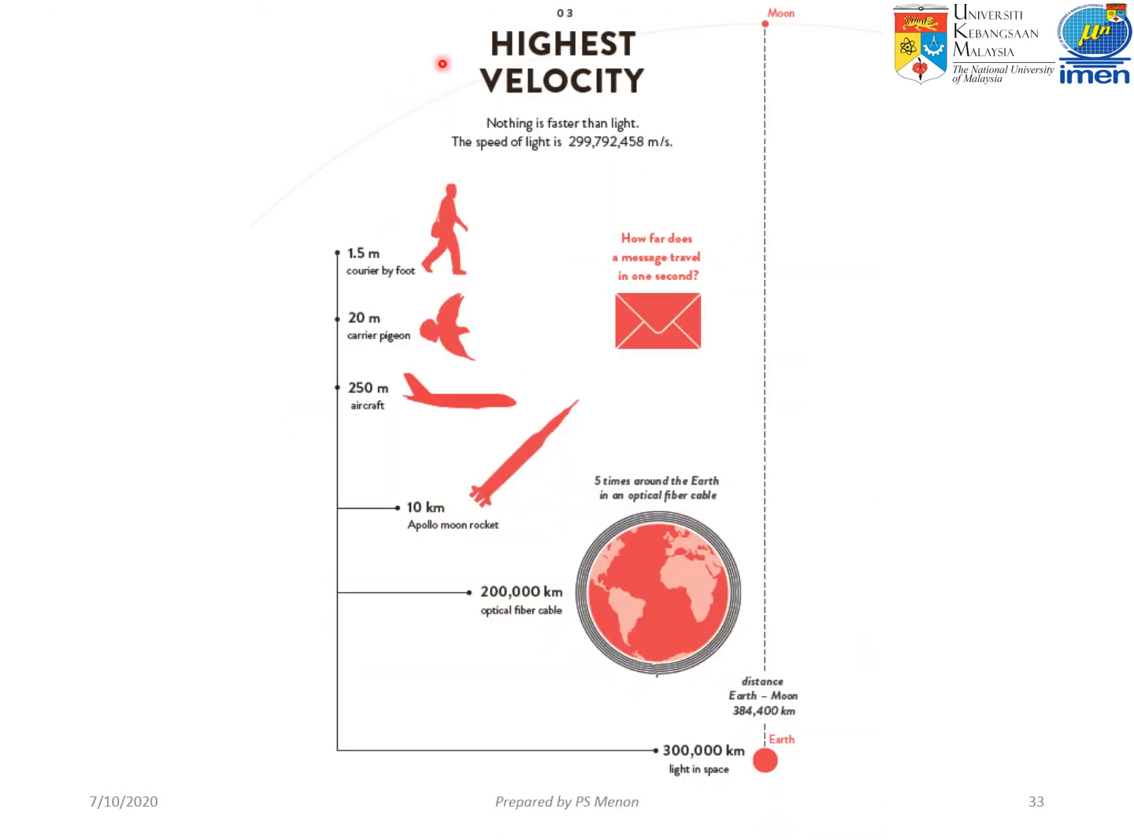Highest velocity, it has got the highest speed. Nothing is faster than light. The speed of light is approximately 3 times 10 to the power of 8 meters per second. Now, how far does a message travel in 1 second? Let's look at different methods of sending a message.